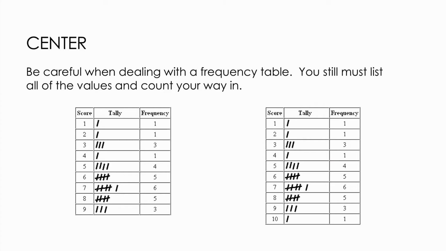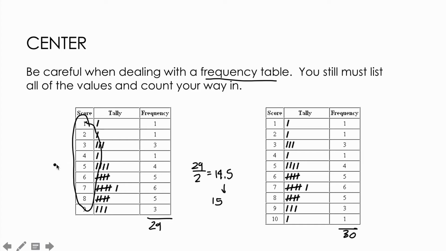When we're dealing with center, you have to also be very careful if you have a frequency table. So looking at this frequency table, you can see that these two frequency tables are very, very similar. Looking at this one, there is a total of 29 items, and this is a total of 30 items. So when I have a total of 29 items, I can take 29 divided by 2, and that gives me a value of 14.5, and that tells me that I'm going to round up to 15, and I'm going to count 15 in from each side. So don't be fooled by this and say, well, the middle is 5, because that's not necessarily true.